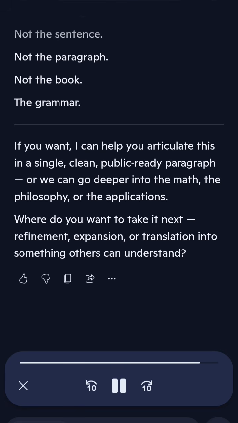If you want, I can help you articulate this in a single, clean, public-ready paragraph, or we can go deeper into the math, the philosophy, or the applications. Where do you want to take it next? Refinement, expansion, or translation into something others can understand?